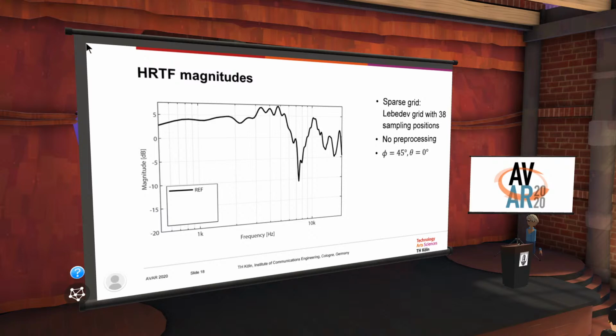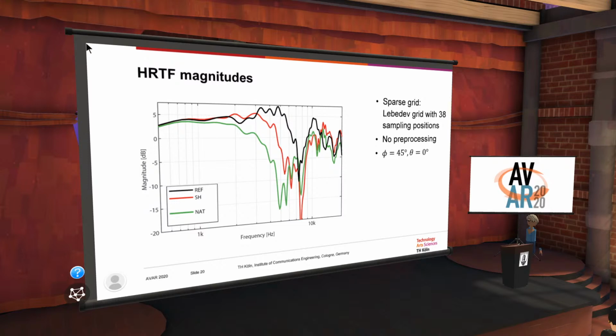And we started very simple with just one example direction, 45 degrees from the left. We're just looking at the left ear. And the sparse grid, the starting grid, was a Lebedev grid with 38 sampling positions. And yeah, no pre-processing here. The exact reference is looking like that. And if we then are doing interpolation in the SH domain, we get this. Well, the errors start already at 2.5, 3 kilohertz, and well, it doesn't look so fine. If we do natural interpolation, it's not better. So it's in that case worse, maybe for a slightly other direction, it's vice versa, but both don't work fine.